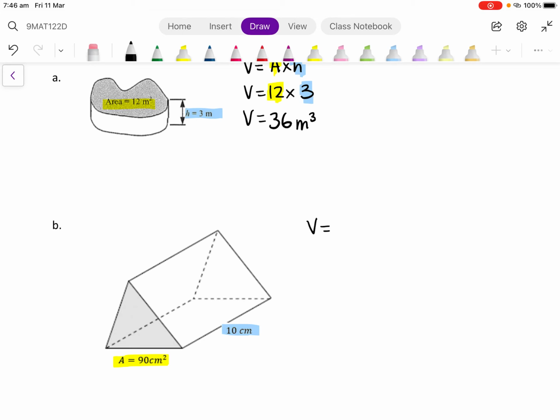So we use the formula V equals A times H. So we have V equals our area of 90 times our height of 10. So then in our calculator, we want to go 90 times 10. And when we do that, we get that our volume is equal to 900 centimeters cubed.